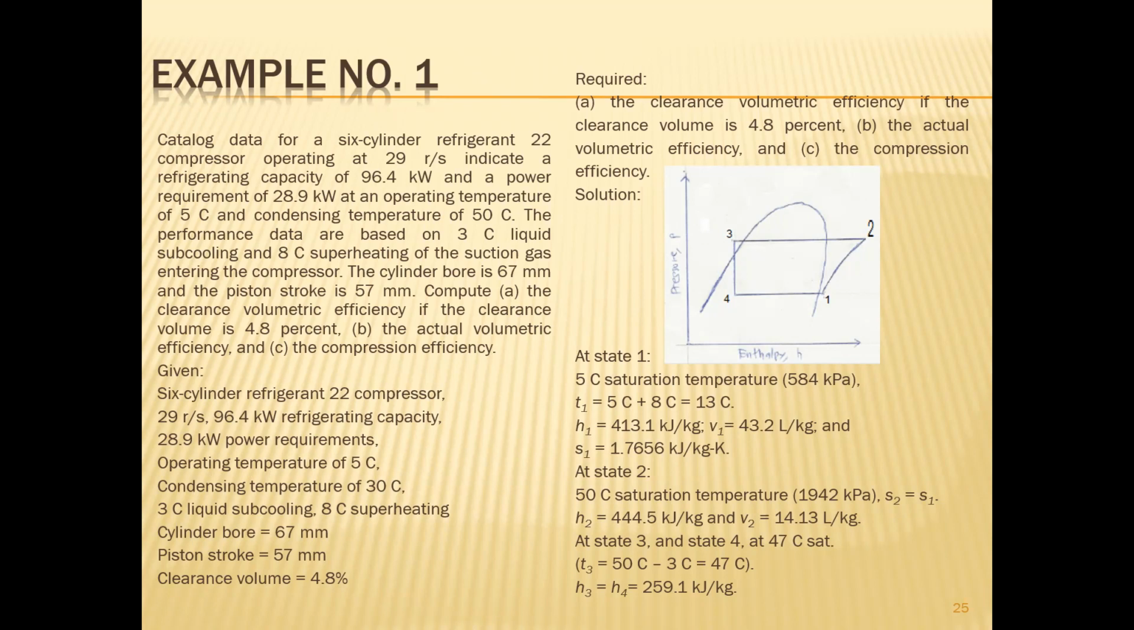Then from the refrigerant properties of refrigerant 22, H1 is equal to 413.1 kilojoules per kilogram. V1 is 43.2 liters per kilogram. And S1 is 1.7656. A zero probably follows that, so it was not included. Okay? Do not round off. Always keep an allowance on enthalpy: 413.1, do not turn it into 413. Always keep one decimal place.